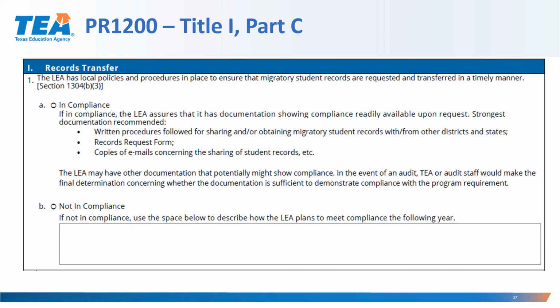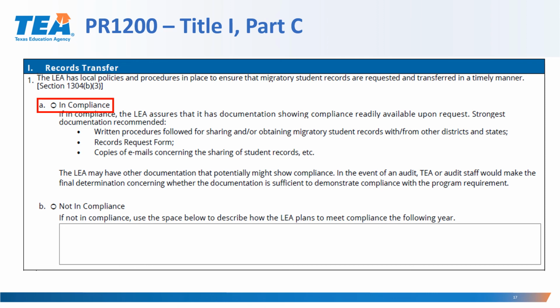Program Requirement I, Records Transfer. The LEA has local policies and procedures in place to ensure that migratory student records are requested and transferred in a timely manner. If the LEA indicates that they're in compliance, the LEA has to have documentation showing compliance readily available upon request, and this is the strongest documentation recommended: written procedures followed for sharing and/or obtaining migratory student records with or from other districts and states, records request forms, and copies of emails concerning the sharing of student records.